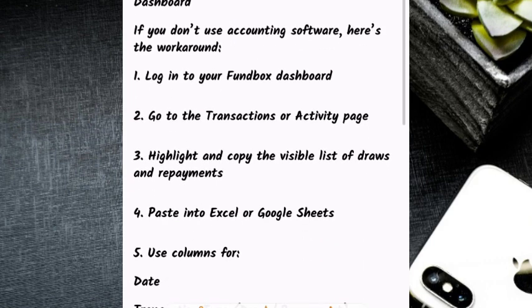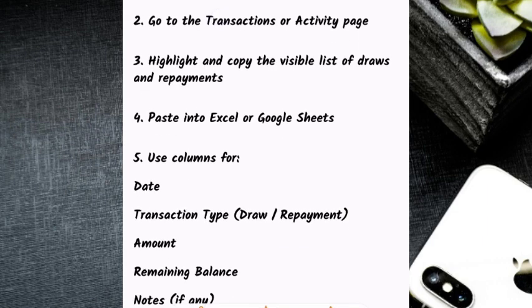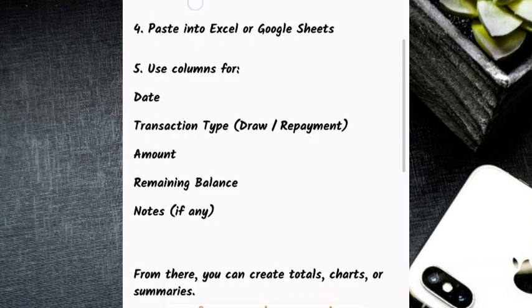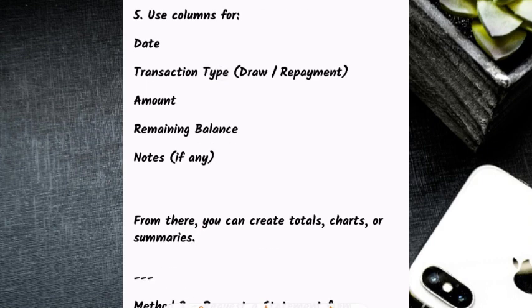The second method is to manually copy from Fundbox dashboard. If you don't use accounting software, here's a workaround. Log into your Fundbox dashboard and then go to the transactions or activity page. There, highlight and copy the visible list of draws and repayments, paste it into Excel or Google Sheets, and then use columns for dates, transaction type, amount, remaining balance, and notes. From there, you can create totals, charts, or summaries.